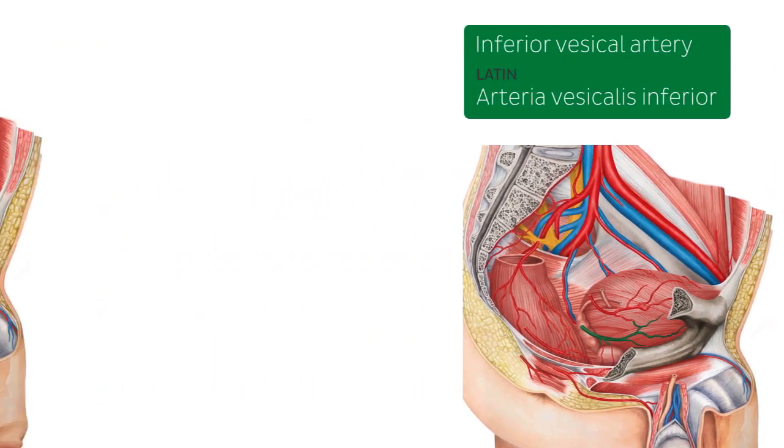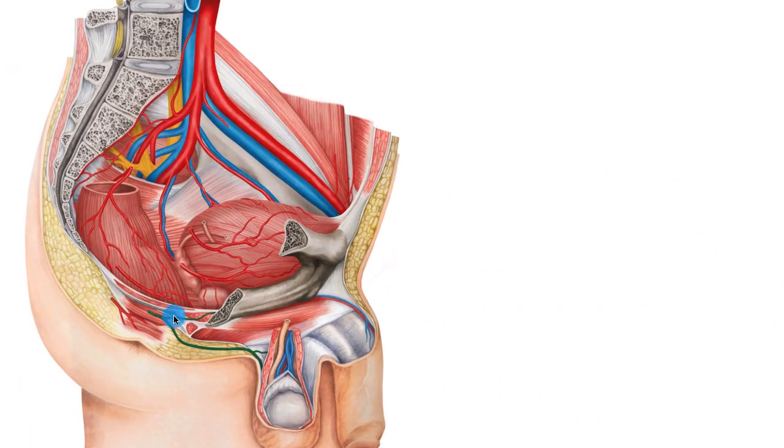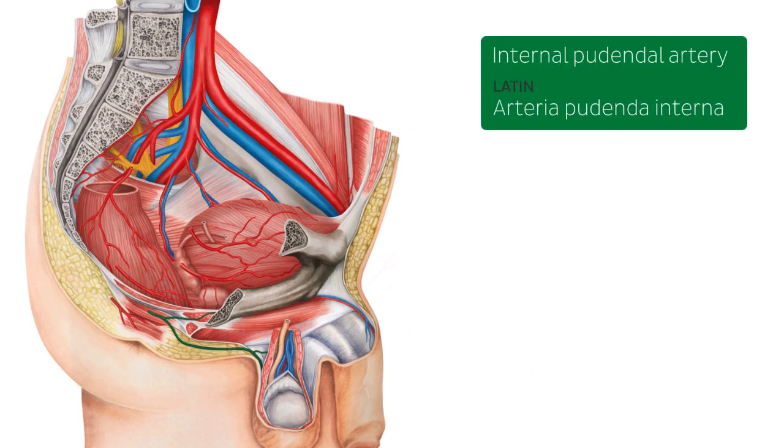Next, we're going to look at a very important artery, which is known as the internal pudendal artery. The internal pudendal arteries, together with the inferior gluteal arteries, represent the terminal branches of the anterior division of the internal iliac artery. The left and right internal pudendal arteries supply oxygenated blood to the external genitalia. This artery is larger in the male pelvis than in the female pelvis.